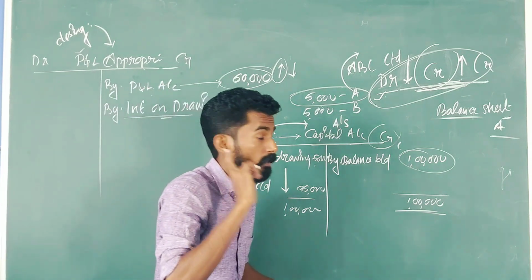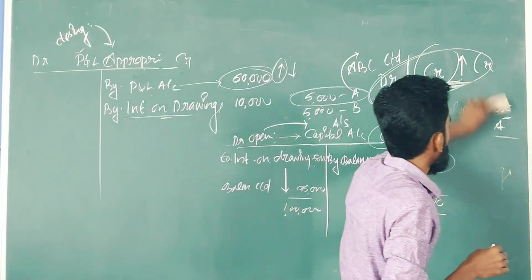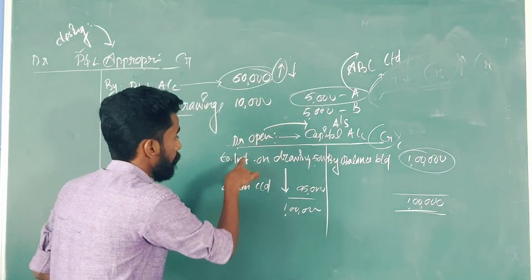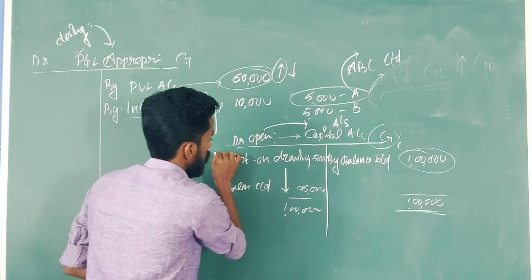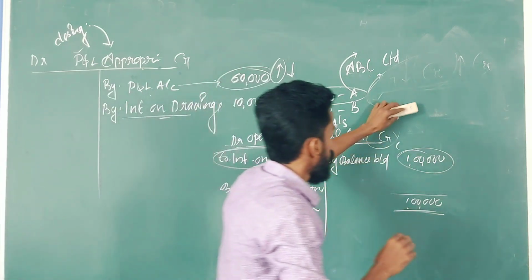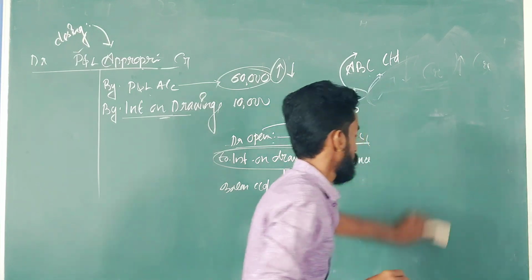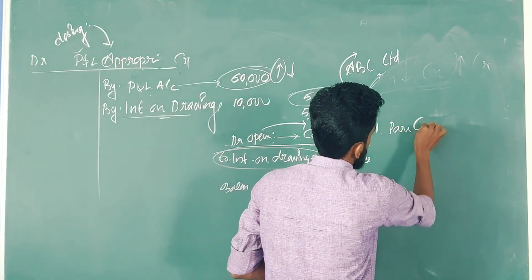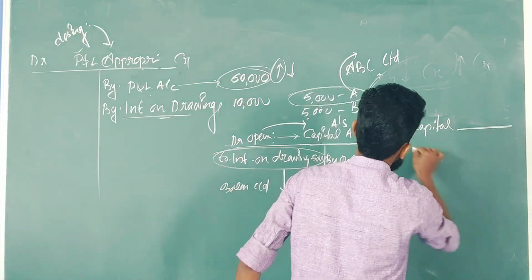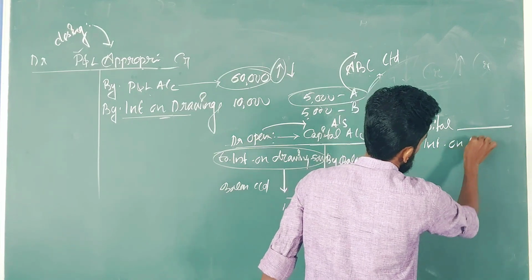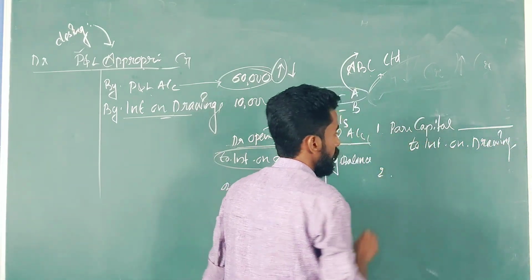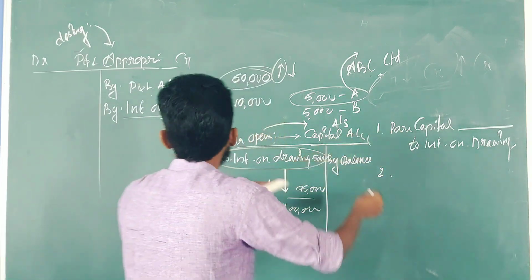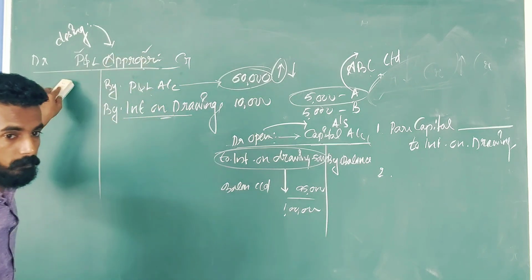What is the journal entry for interest on drawings? Opening entry: partner's capital account debtor to interest on drawings. Now, what is the closing journal entry? For the second entry, when we are going to close, as we have already discussed, we need to transfer this item into which account? Profit and loss appropriation account.